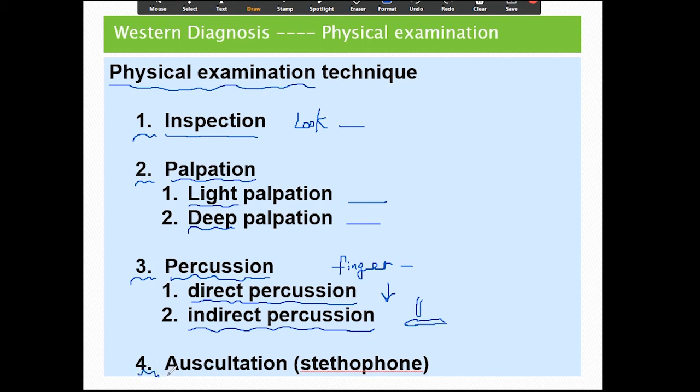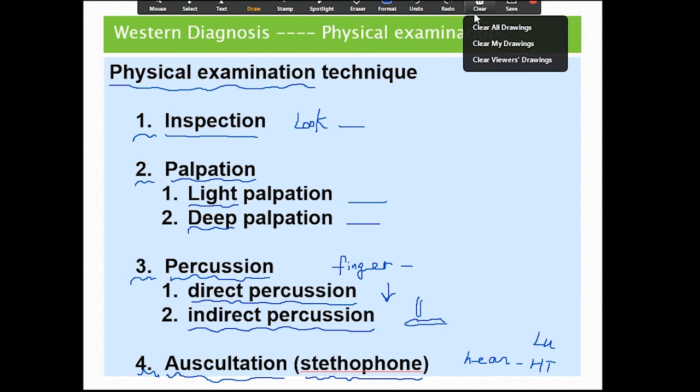The fourth way is auscultation. Auscultation uses a special tool, also called a stethoscope, to hear the sounds from inside the patient, mainly the sounds coming from the lungs and the heart. So that's basically physical examination. We have four different techniques.